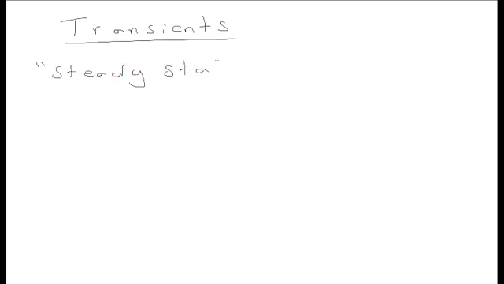In this new unit, we'll be talking about transients. So far, we've assumed a couple of things about circuits that aren't necessarily true all the time. We've been dealing so far with something called steady state. Steady state means things don't change.